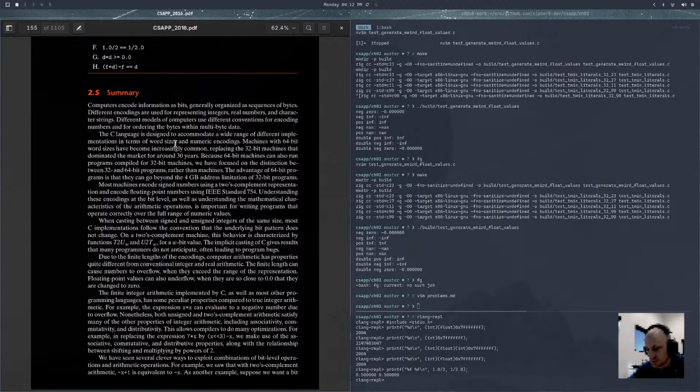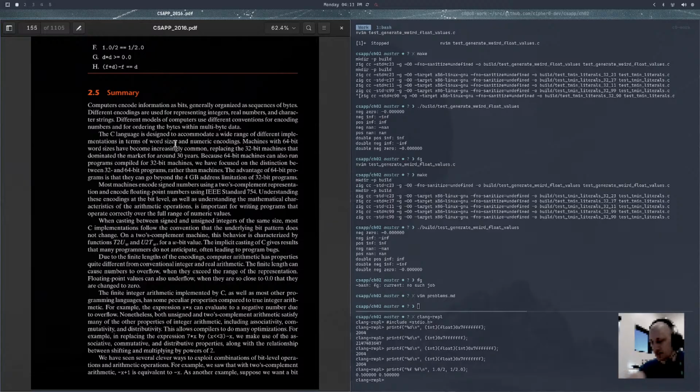Machines with 64-bit word sizes have become increasingly common, replacing 32-bit machines that dominated the market for around 30 years. Because 64-bit machines can also run programs compiled for 32-bit machines, we have focused on the distinction between 32- and 64-bit programs rather than machines. The advantage of 64-bit programs is that they can go beyond the 4 gigabyte address limit of 32-bit programs. Most machines encode signed numbers using a 2's complement representation and encode floating point numbers using IEEE standard 754.